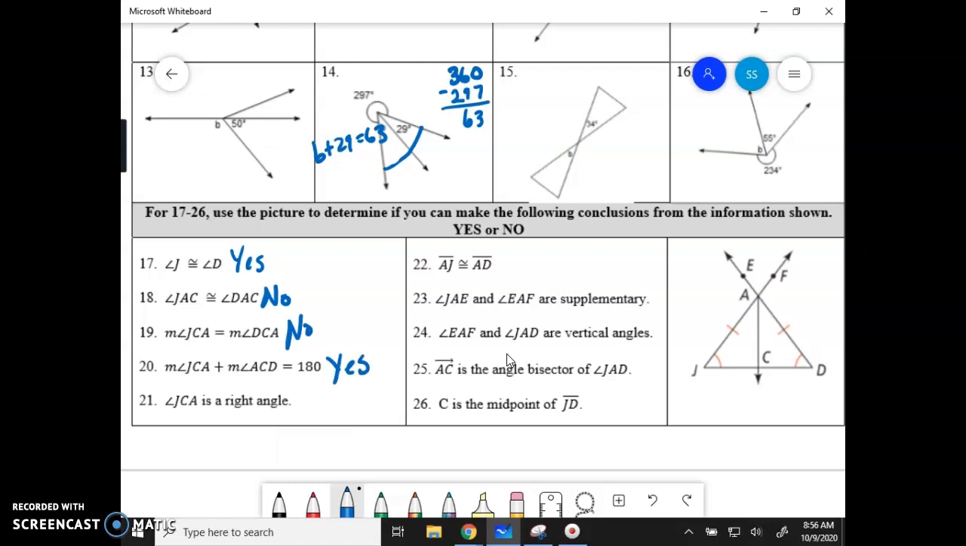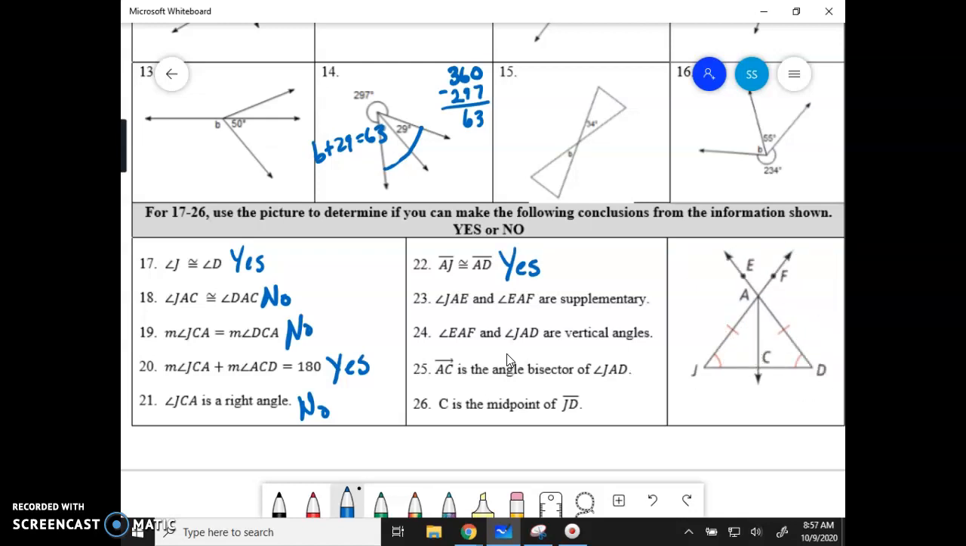All right, number 21, angle JCA, JCA again. Is it right? Again, we cannot assume right angles, so no. All right, 22, segment AJ. A to J, that's this segment here, and AD, that's right there. Can we assume that? Yes, we can because of these markings right there. Yes, that's true.